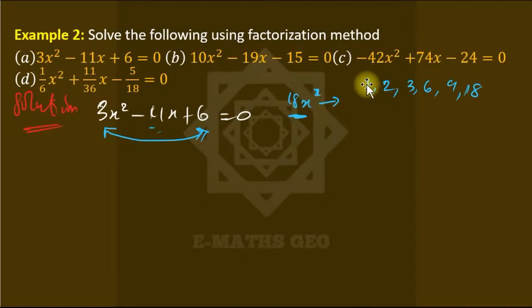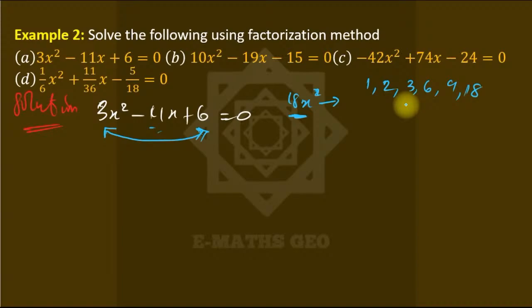Yes. So it's either minus x and minus 18x or 1x and plus 18x, because if you multiply the two, it gives you positive 18x squared. And if you add it, it will not give us minus 11x. So you now see, the best to use here will be what?